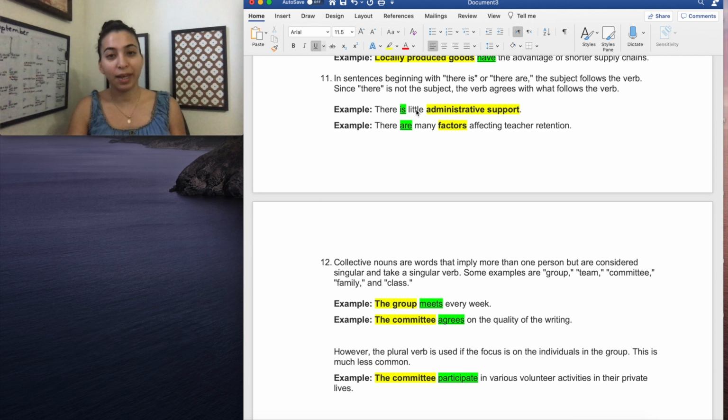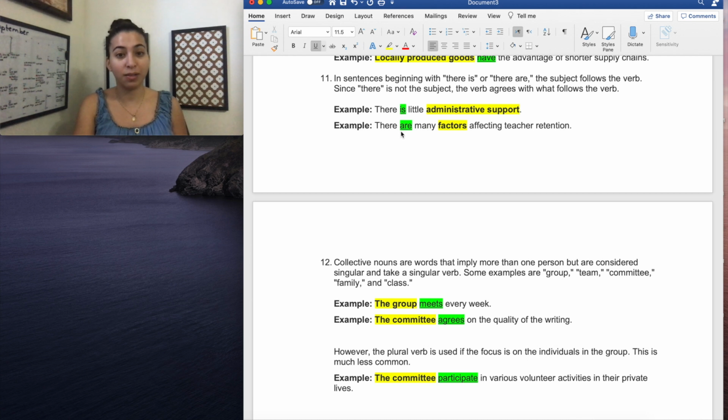So when there is "there is" or "there are," the subject is not "there." The subject is whatever comes after the verb. So you have to make sure that the subject-verb agreement aligns with what comes after the verb. There is little administrative support. Administrative support is singular, so we use "there is." There are many factors affecting teacher retention.